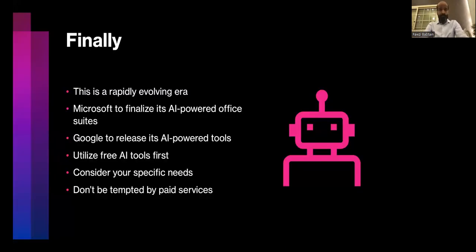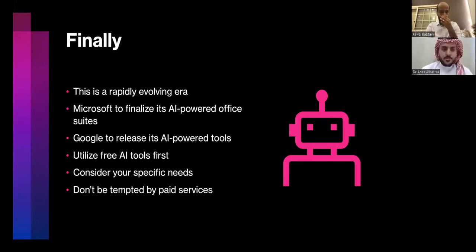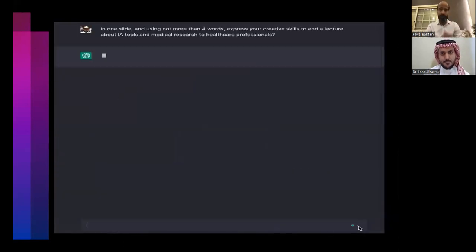This is beautiful. Finally, this is really rapidly evolving. Microsoft is about to finalize a lot of AI-powered Office, so you don't have to pay for this GPT that can generate a Word file. It will be embedded in Word. Google has already announced this. This all was going on last week. This is so crazy. Utilize free tools first. Consider specifically what can fit your needs. Don't be tempted by paid services as of now. Just go free. So finally, GPT will give you the last message of this talk.